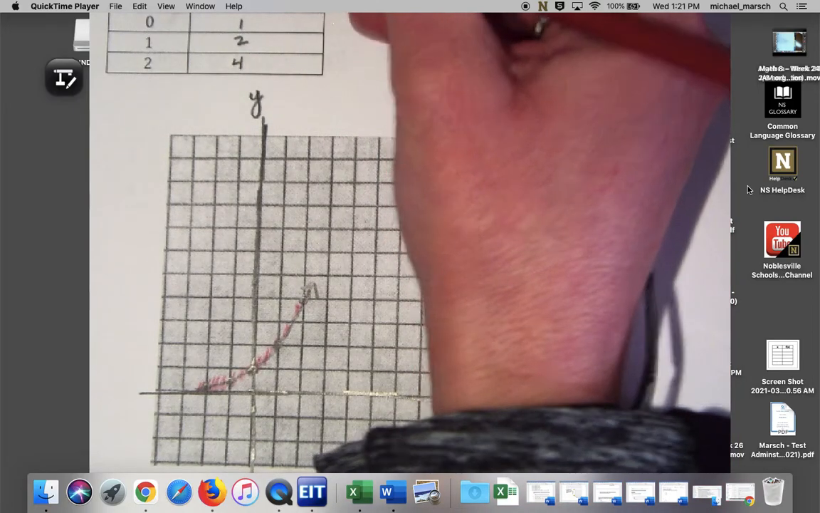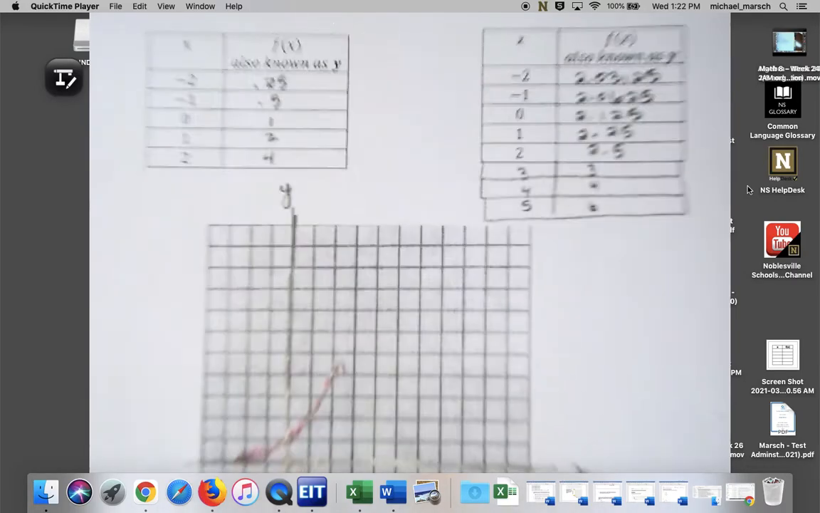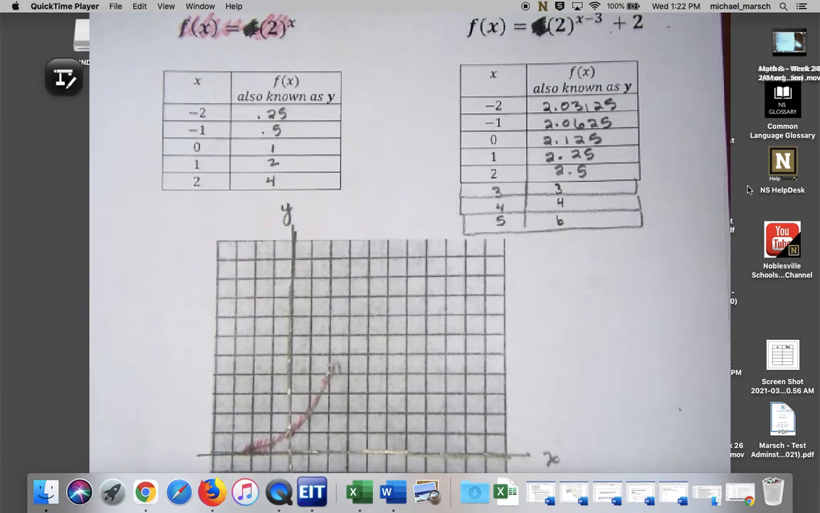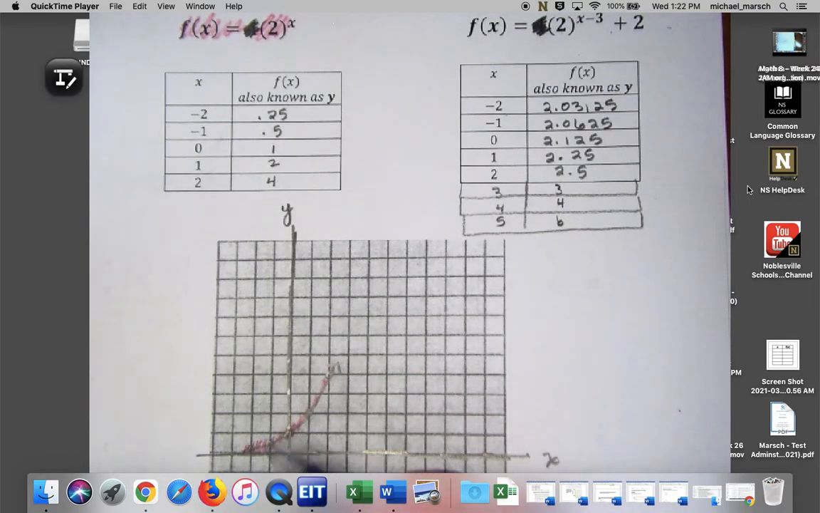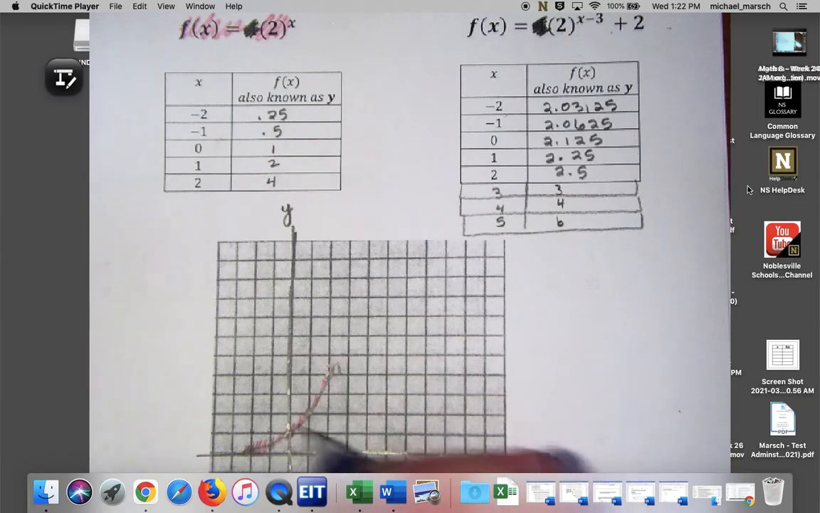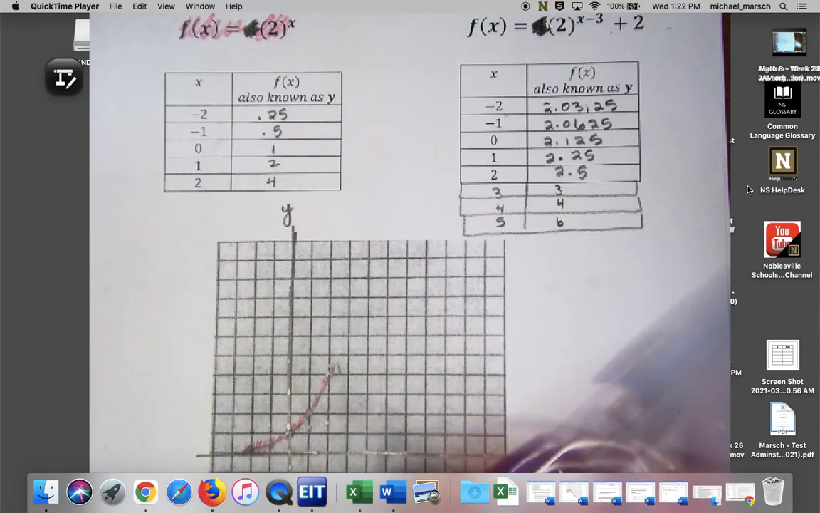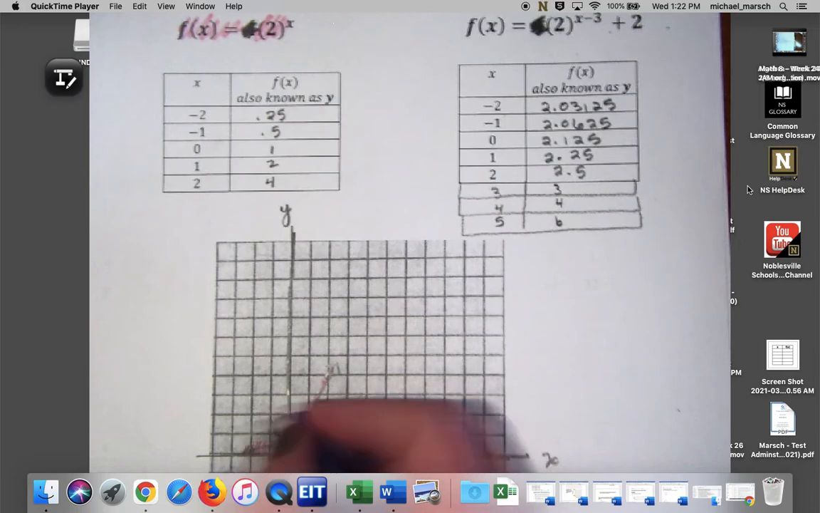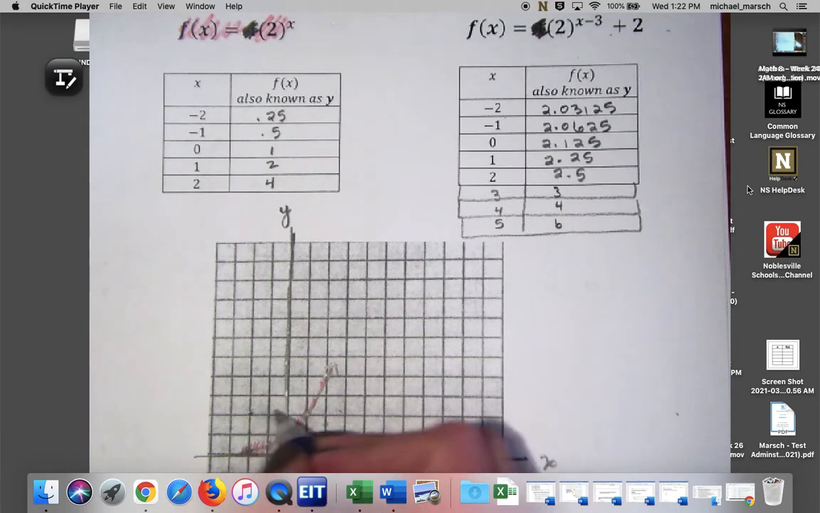And then I'll color in this function red up here so I remember. And then for the second one, you just kind of have to estimate. So -2, 2.03 something or other. -2, 2.06 something or other. -1, 0, 2.1 something or other. 1, 2.25. 2, 2.5. Oops, I'm not going up high enough. Sorry about that. I need to be right here at the 2's.